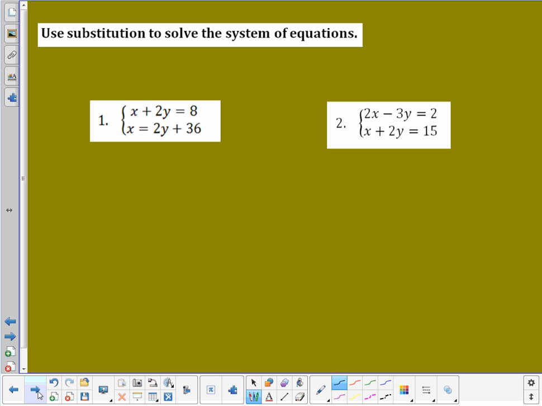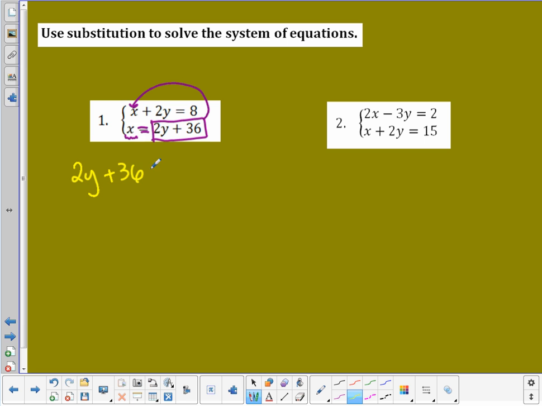Let's take a look at number 1, our first system. I have x plus 2y is equal to 8, and then I have x is equal to 2y plus 36. The first thing my eye is drawn towards is the fact that this x is by itself. It says x equals. So this phrase that it's equal to is going to replace x, or in other words, be substituted for x on the other side of the equal sign. So I'll have 2y plus 36 in place of that x.